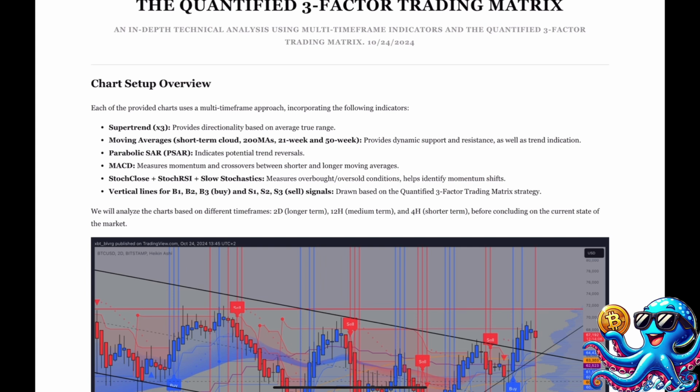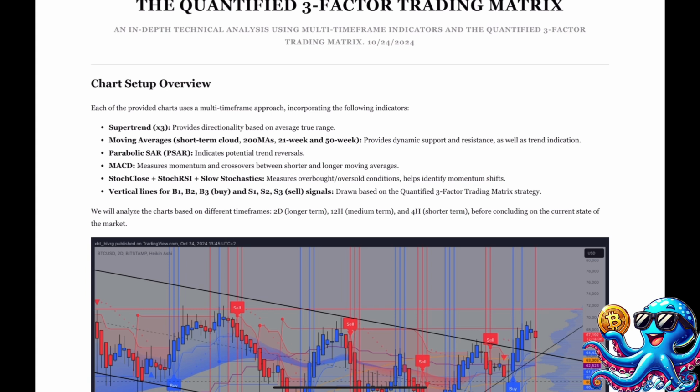Each of the provided charts uses a multi-timeframe approach, incorporating the following indicators. Supertrend X3 provides directionality based on average true range. Moving averages, short-term cloud, 200 MA, 21-week and 50-week, provide dynamic support and resistance, as well as trend indication. Parabolic SAR indicates potential trend reversals.